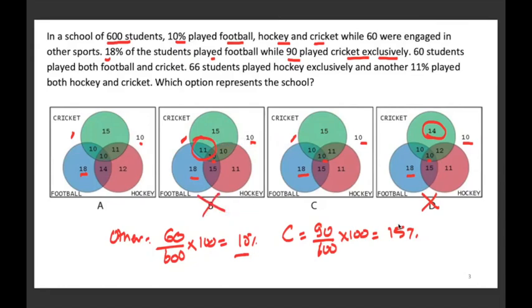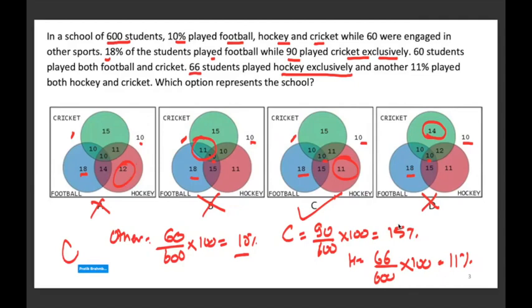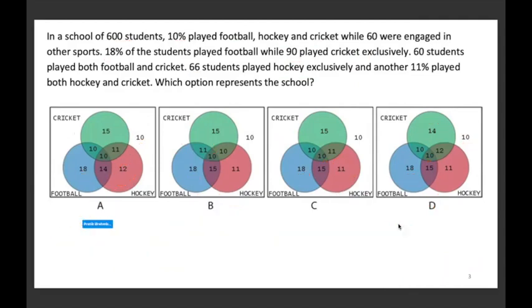Then we are given 66 students played hockey exclusively. 66 upon 600 into 100 is 11%. So hockey has to be 11%. So correct answer is option C. A is wrong here. We'll move to the next one.